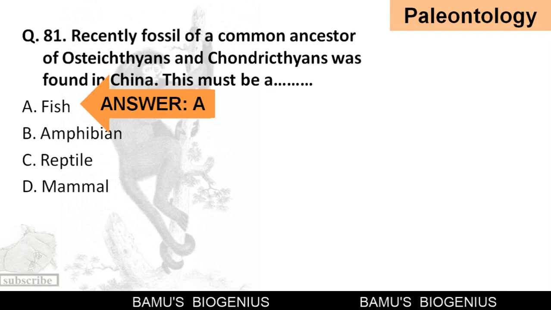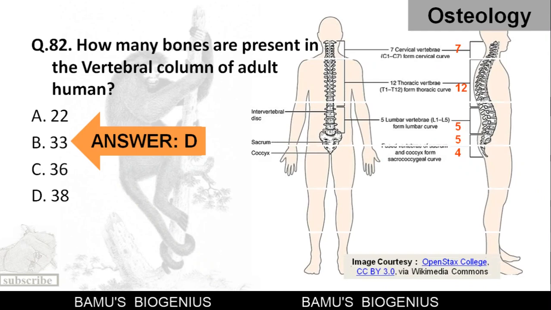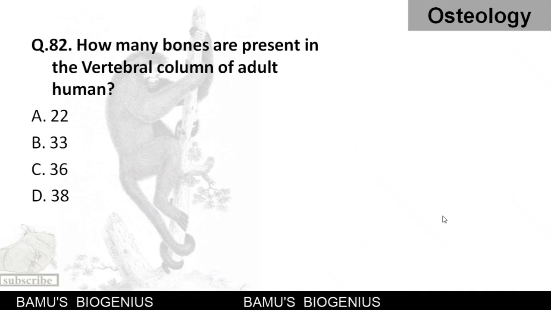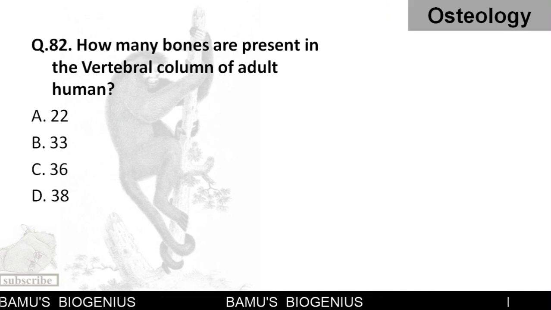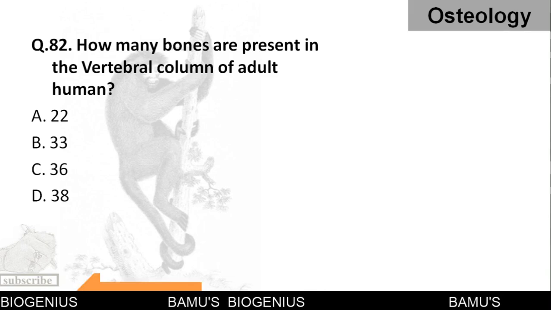And question number 82. Now the question number 82 is, how many bones are present in the vertebral column of adult human? 22, 33, 36, or 38? The answer is 33, B.